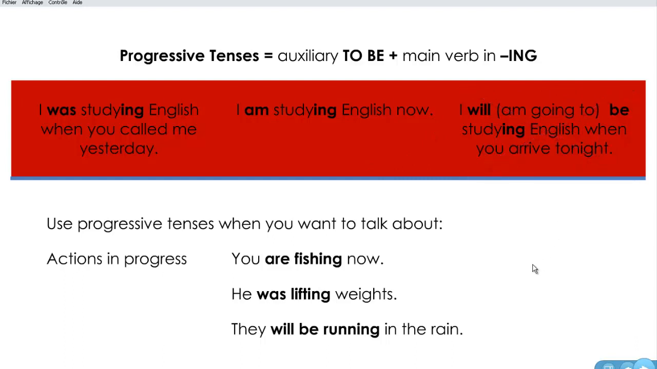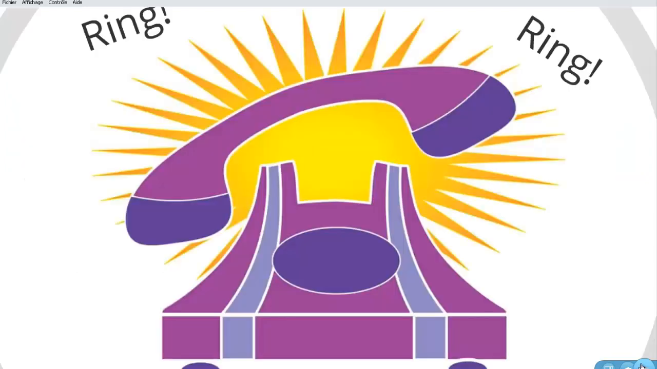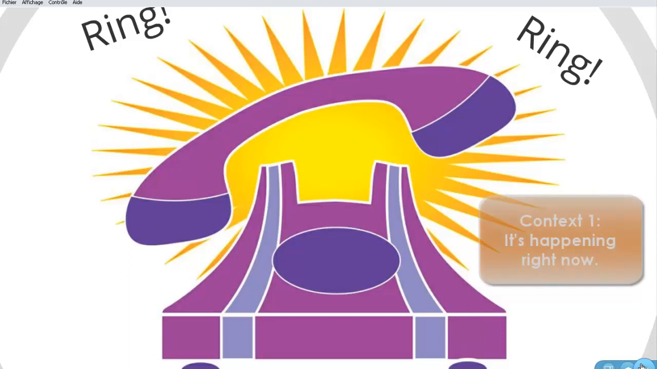So you're going to use progressive tenses when you want to talk about actions in progress. So this is the general characteristic for the 3 of them. So it tells you that something is in progression. You are fishing now, so you can imagine the person with the fishing rod trying to catch a fish. Another image that can help you is when you think of a phone. So the phone is ringing. This is the noise is happening right now.